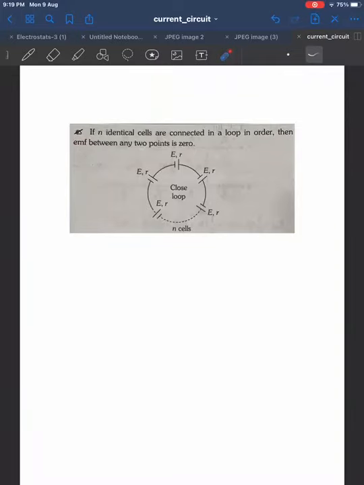And in this kind of thing, the cells should be identical, meaning their voltage, internal resistance, everything has to be the same. E comma small letter r means internal resistance, as well as the EMF, should be the same for all. And how many cells can be connected? That is n cells. EMF between any 2 points will be zero. It's a theory question, but can be asked as a problem where they might give you a dummy value of E and r, and instead of n, they might give you 10 to 20. Okay, so make a note of this as well.